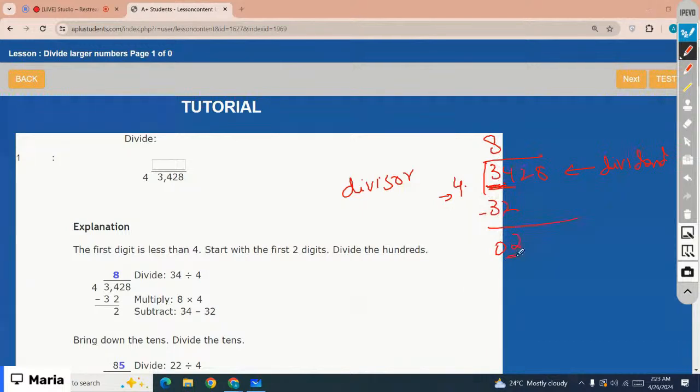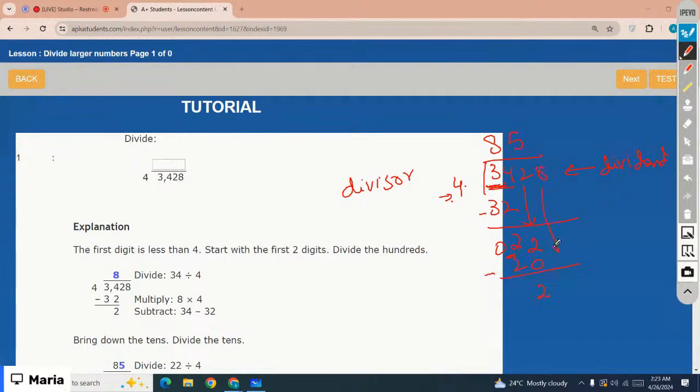Okay, now again check this number with the divisor. 2 is less than 4. You cannot divide, right? Bring the next digit down. Now you have 22. 22 is greater than 4. You need to count now the table of 4 until 22 or the number that is less than 22, right? So we can go for 4 times 5 is 20, right? So 22 minus 20 is 2.